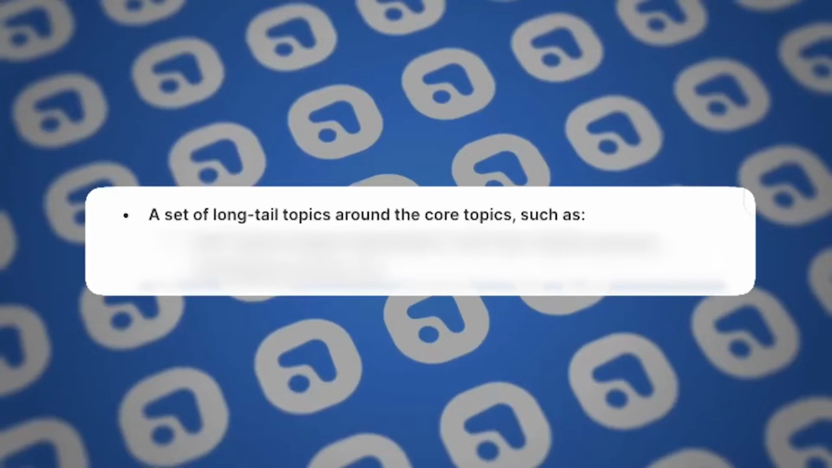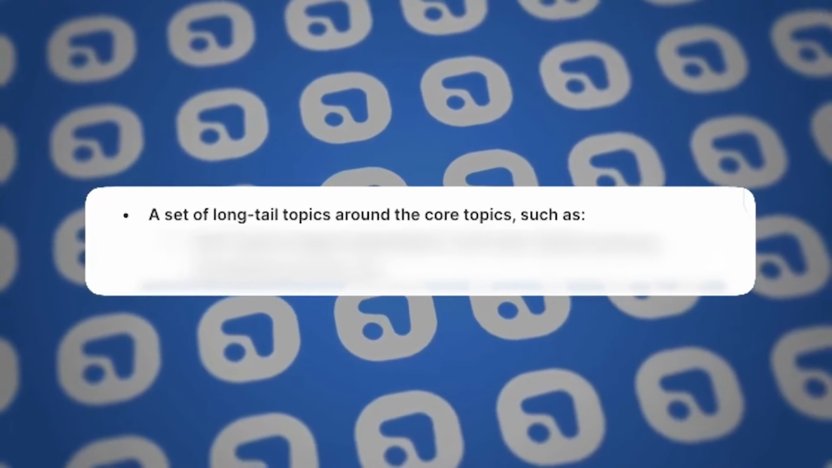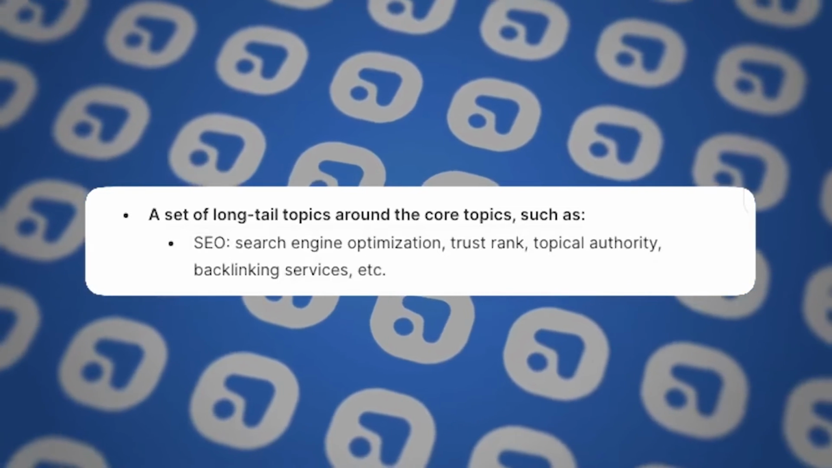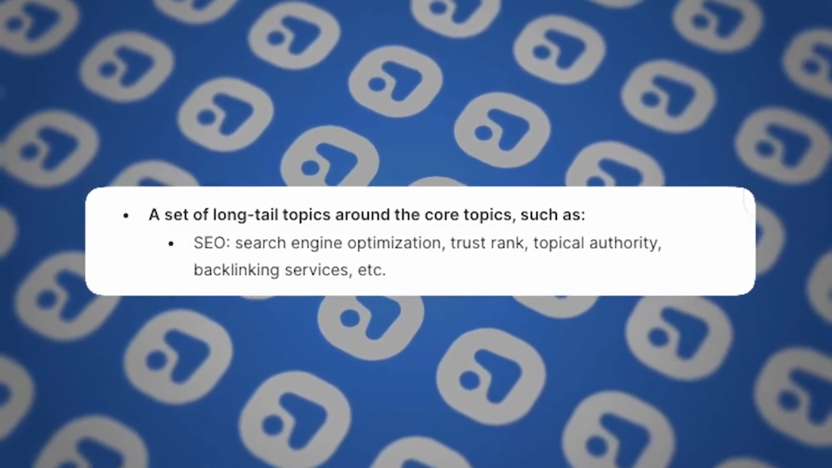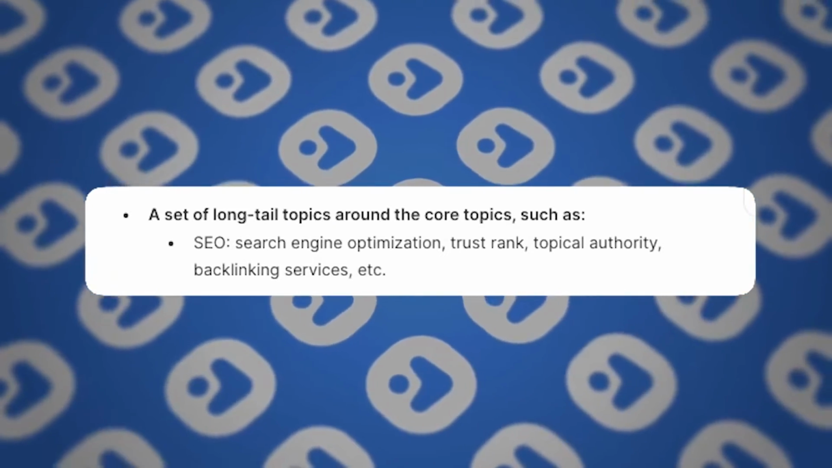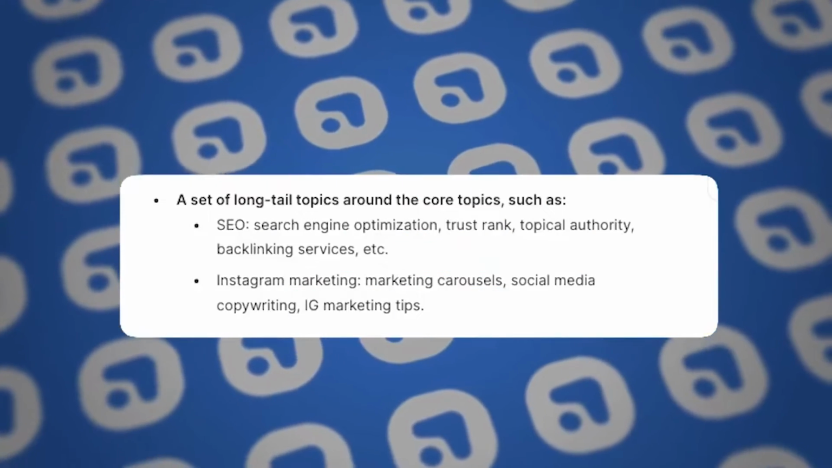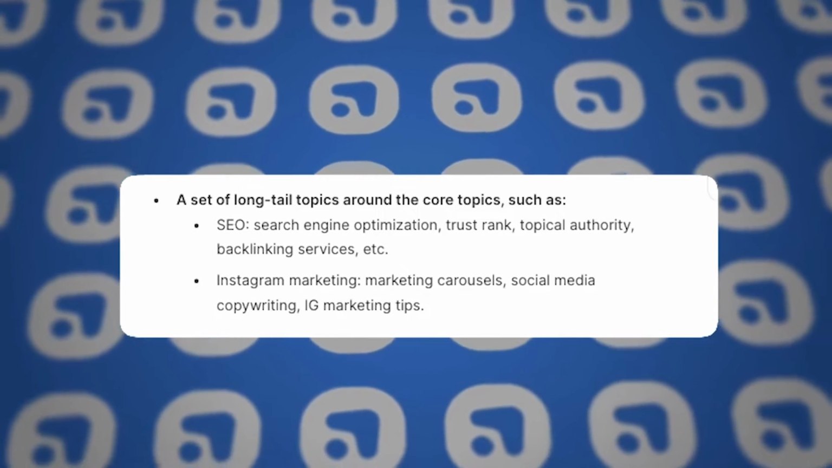Then after you have those, you want to build out a set of long tail topics around the core topics that you cover, such as SEO, search engine optimization, trust rank, topical authority, backlinking services, etc. These are far more specific, but they tie directly into the short tail keywords that you went after. And for Instagram marketing in particular, some long tail keywords could include marketing carousels, social media copywriting, IG marketing tips, etc. You get the point.